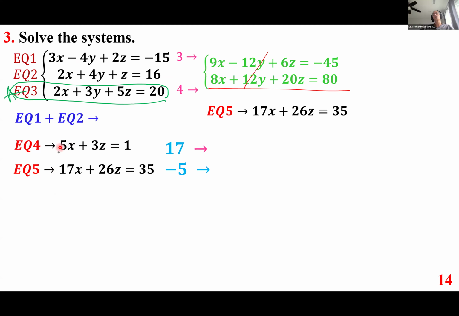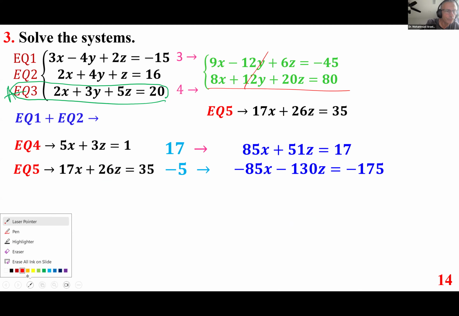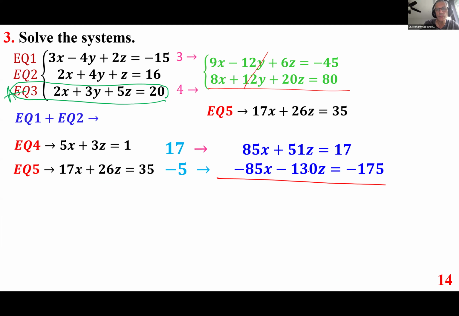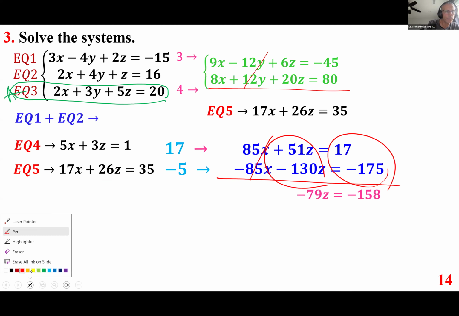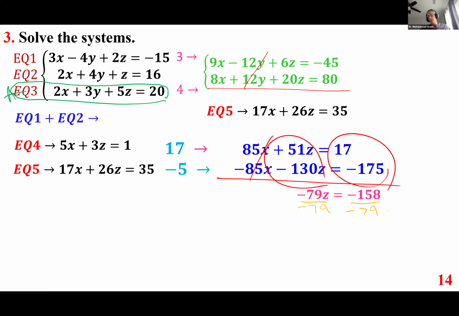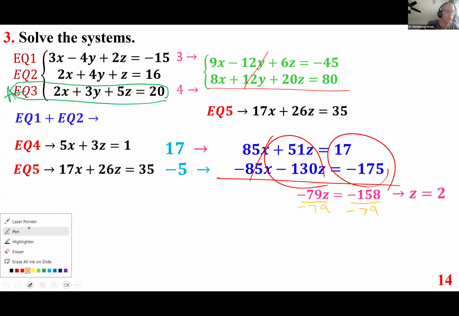So as we multiply, we get 85x plus 51z equals 17. When we multiply by negative 5, we get negative 85x minus 130z equals minus 175. And so these two cancel each other. These two give us negative 79z. These two give us negative 158. Divide both sides by negative 79, get positive 2. Z equals 2.